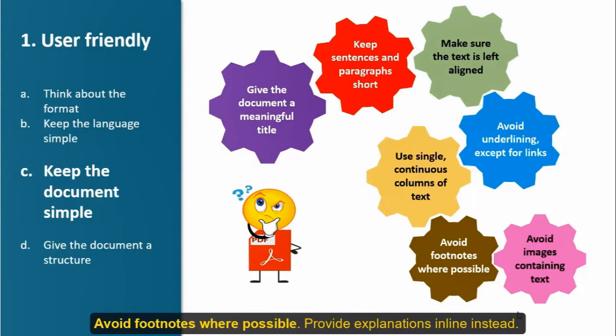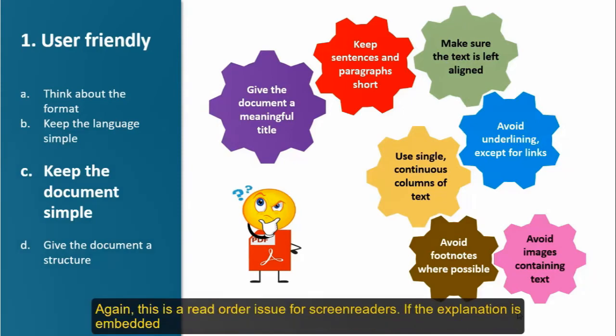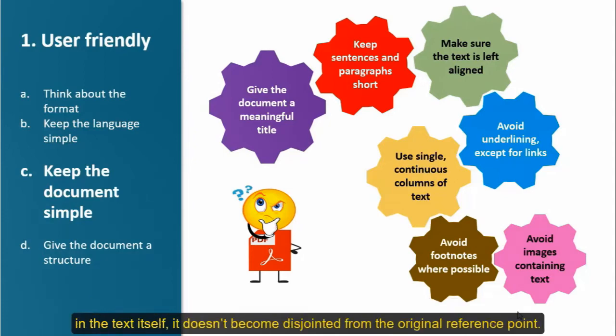Provide explanations in line instead. Again, this is a read order issue for screen readers. If the explanation is embedded in the text itself, it doesn't become disjointed from the original reference point.